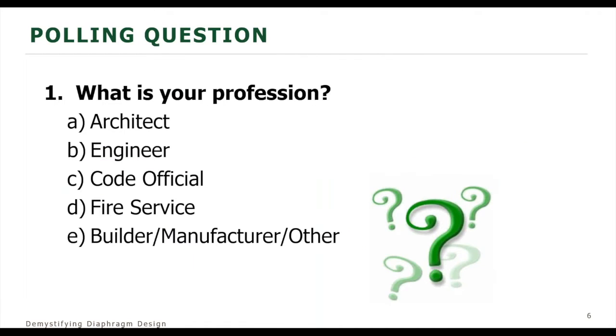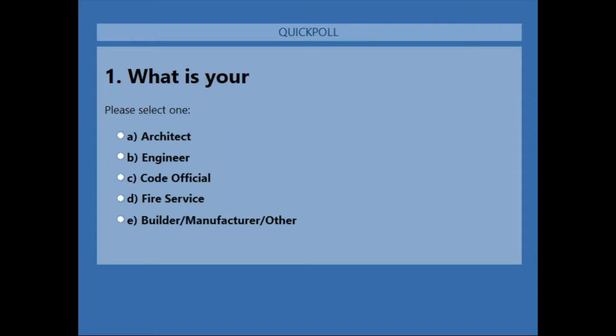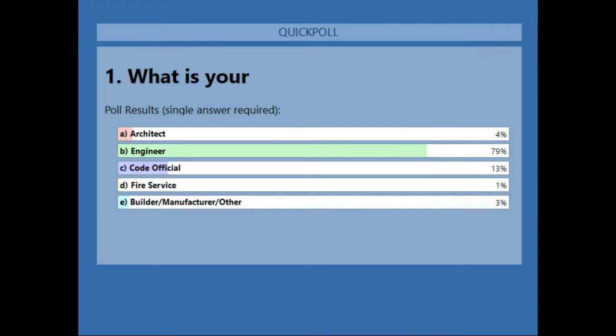So right off the bat, we'll start off with getting a feel for who is in the audience. And Marcy, let's come back and do this first poll. Absolutely. So what is your profession? This one is the easy one. So tell us if you're an architect, engineer, code official, fire service, builder, manufacturer, or other. We have 79% engineers, 13% code official, and just a little bit of everybody else, and we are just so happy that you are all here.